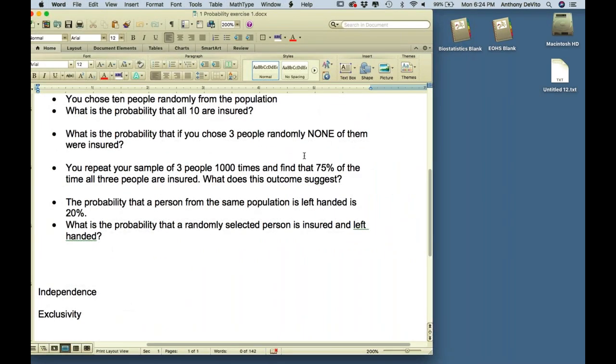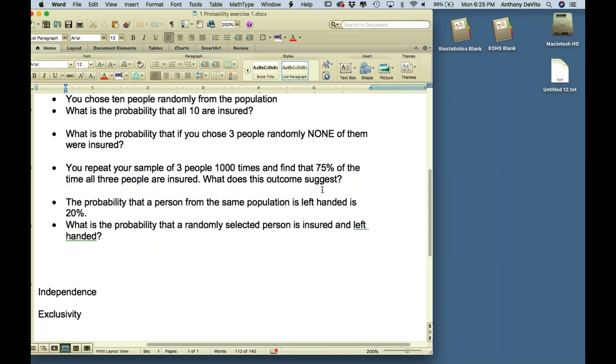Now let's say we do this. Let's say we sample three people and we check to see if they're insured. So the probability that all three are insured is 0.8, right? So now what about if I keep doing this all the time? In other words, I sample three people, right? The probability that all three of them are insured, the population is, let me back up one second. Let me rephrase this.